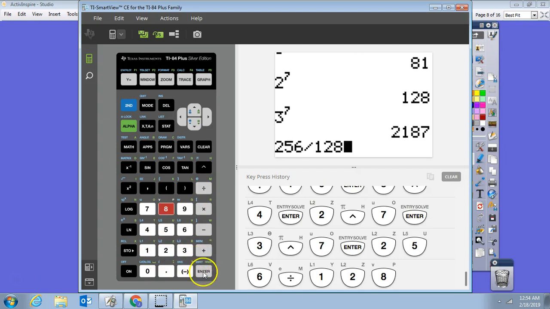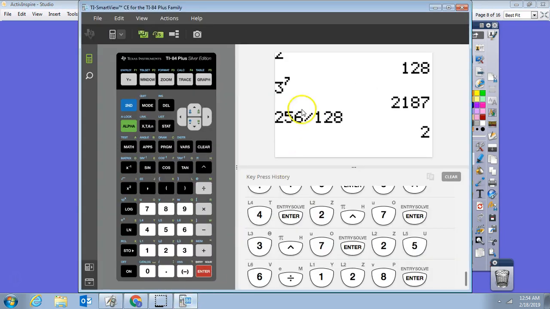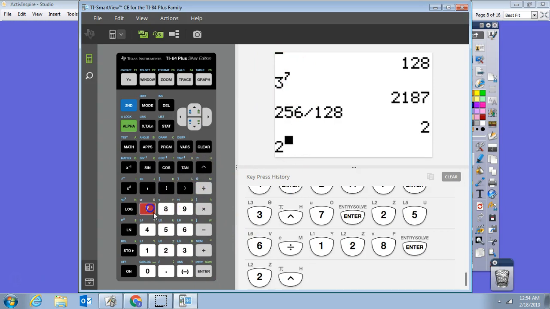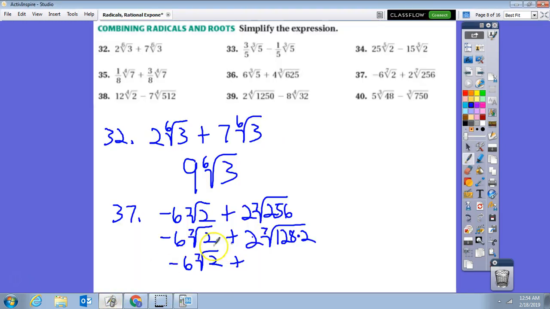256 divided by 128 is 2. So 128 times 2. Now again, why did we do that? Because the 7th root of 128, because 2 to the 7th power is 128, the 7th root of 128 is 2. Again, you could use your calculator if you need to, though. The 7th root of 128 is 2 times the 2 on the outside. That's 4. You leave the other 2 on the inside. So what is negative 6 on the 7th root of 2 plus 4 on the 7th root of 2? It's negative 2 on the 7th root of 2, because negative 6 plus 4.